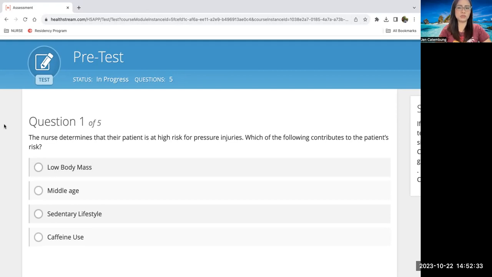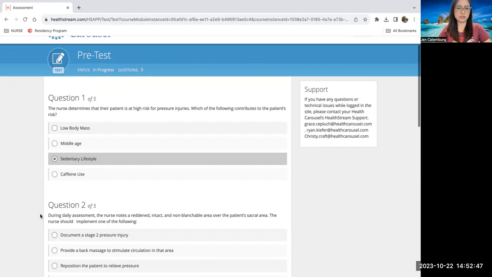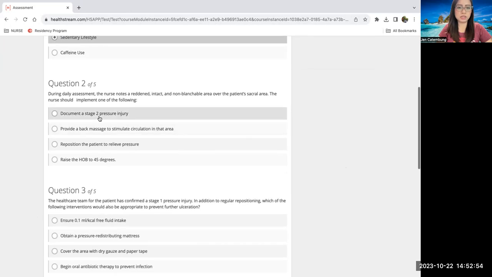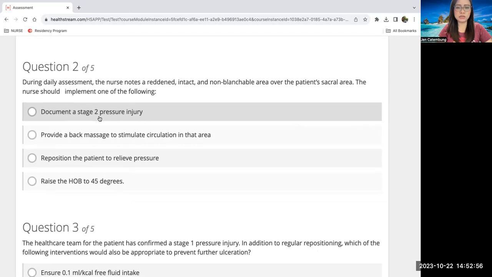Which of the following contributes to the patient's risk? Low body mass, middle age, sedentary lifestyle, caffeine use. Sedentary lifestyle, definitely. Okay. Next, during daily assessment, the nurse notes a red, intact, and unblanchable area over the patient's sacral area. The nurse should implement one of the following.